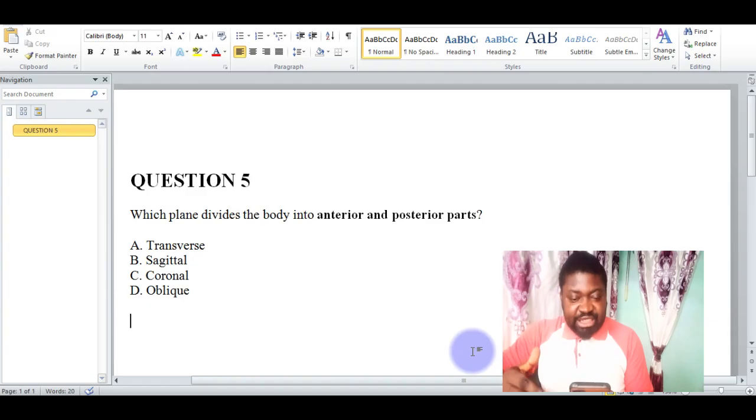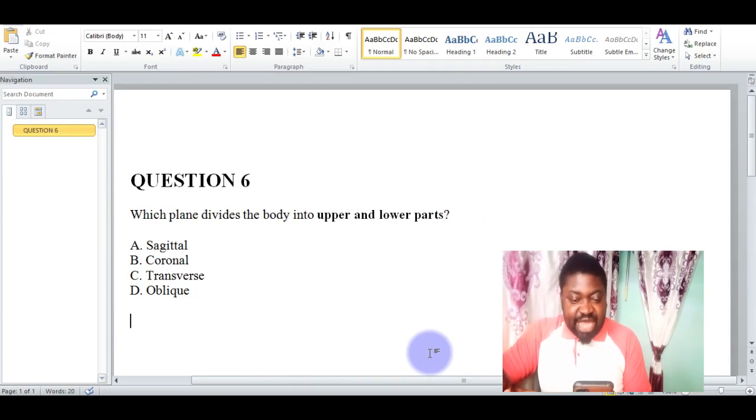Which plane divides the body into anterior and posterior parts? A, transverse, B, sagittal. In this case, sagittal is not correct. Remember, the previous question's answer was sagittal, so it cannot be correct here. C, coronal, D, oblique. The correct answer here is C, coronal. It is the coronal plane that divides the body into the anterior and the posterior parts. That is different from the sagittal, which we just saw in the previous question.